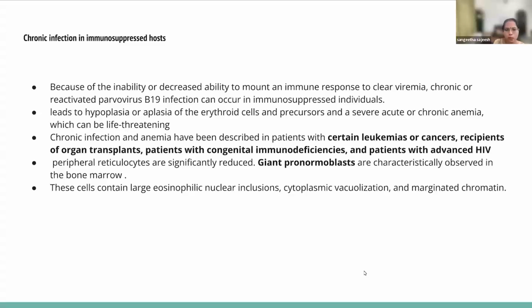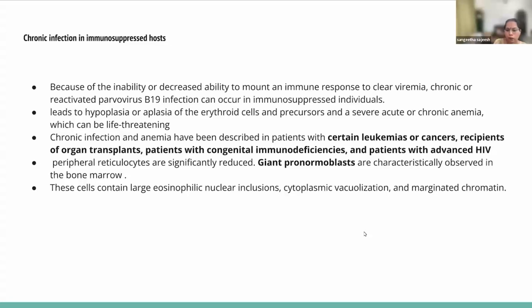But in an immunosuppressed host, there are different problems. One is the decreased ability to mount an immune response to clear the viremia. So what happens is there will be a chronic or reactivated parvovirus B19 infection, and this can occur in an immunosuppressed individual, leading to chronic pure red cell aplasia. It's more commonly seen in leukemias, cancers, recipients of organ transplants, congenital immunodeficiencies, or patients with advanced HIV.